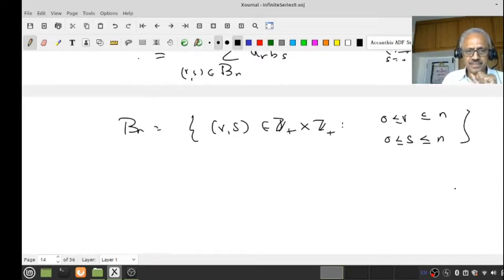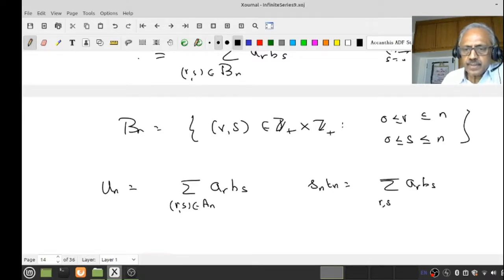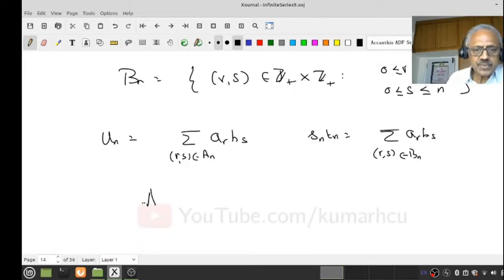Sure. Let us again quickly recall, my Un is the sum of ar bs where r and s lie in An, and Tn is the sum of ar bs where (r, s) lies in Bn. Next, what is the relation between An and Bn? Remember, An has ordered pairs (r, s) with r plus s less than or equal to n, whereas Bn has r running from 0 to n and s also running from 0 to n. Therefore An is contained in Bn. Is that clear?